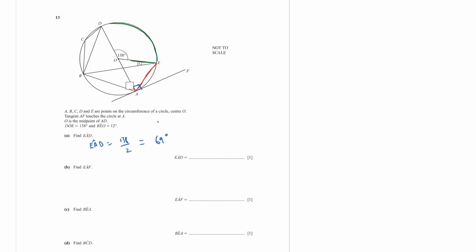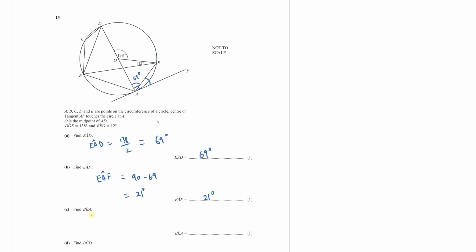So let me just erase this. The next angle that we need to find is EAF. So we know that this angle is 69. This full angle is 90. So angle EAF will simply be 90 minus this angle 69. So EAF will be 90 minus 69, which is 90 minus 60 is 30 and then minus 9 more, 21 degrees. So EAF is 21, EAD was 69.